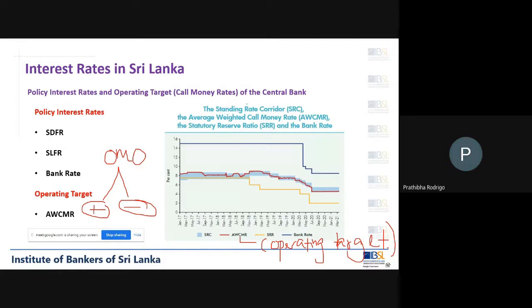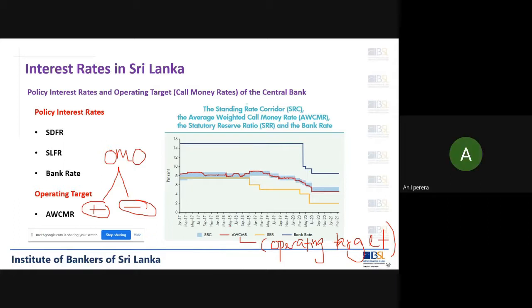Excuse me, sir. Yes. So is it higher than the bank rate? Call rate is actually not higher than the bank rate. Why is that? Alright, the bank rate is the highest rate, I think, according to the diagram.